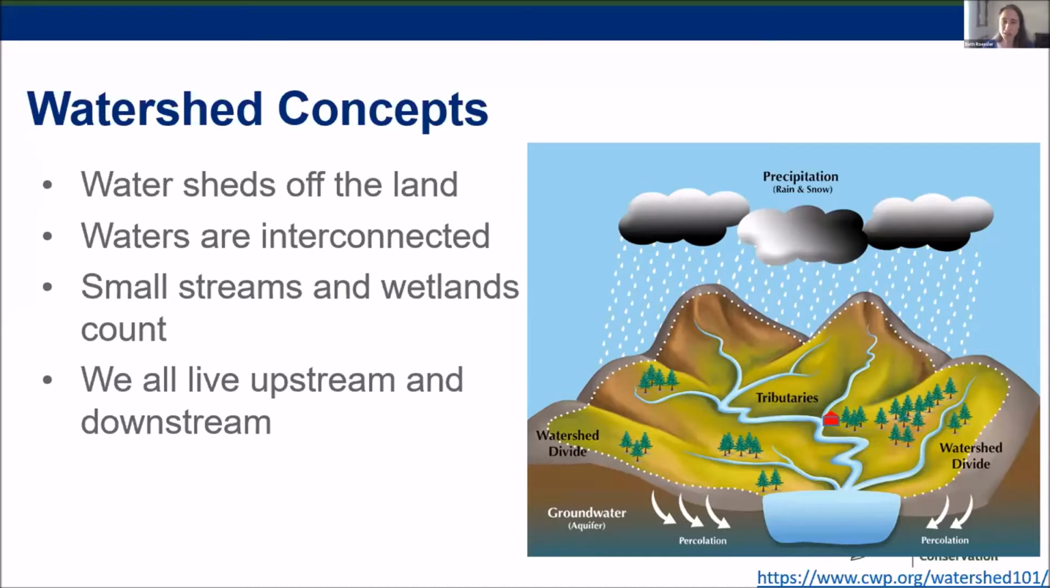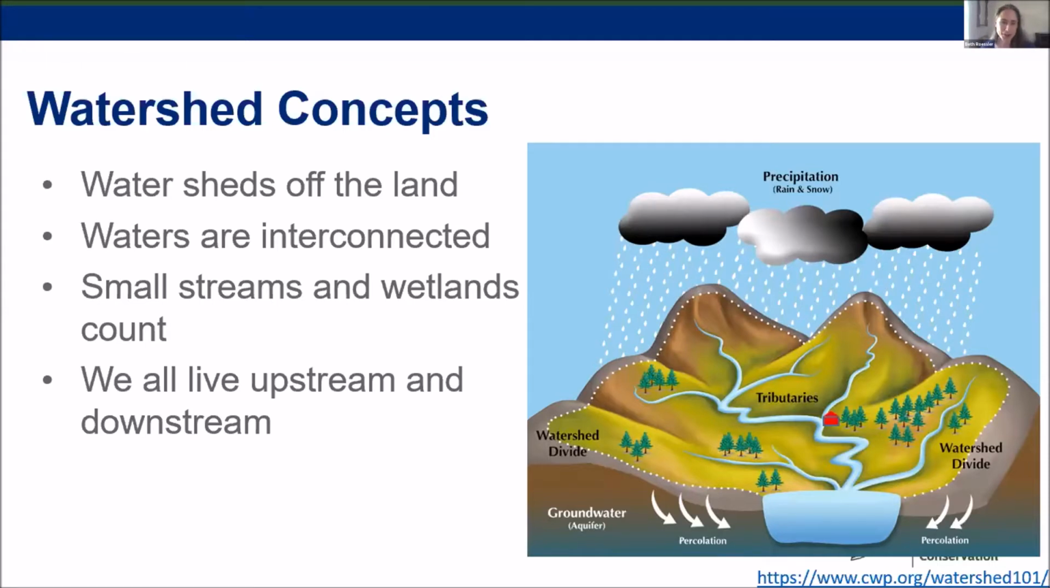The watershed concept is the idea that water sheds off the land. So what you find in the stream is going to reflect what is happening on the land, and even more so the land that's closest to those streams, lakes, or wetlands. I also wanted to point out that waters are interconnected. I put that small house in the middle of this picture. What the person at that house is seeing reflects what's happening upstream, but they're also affecting what's happening downstream.